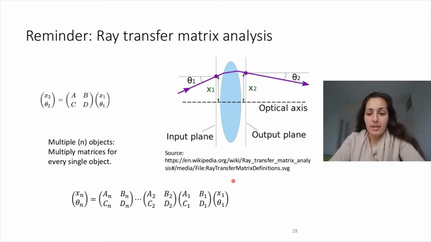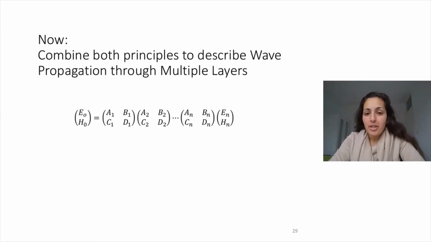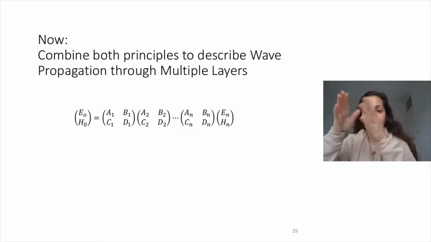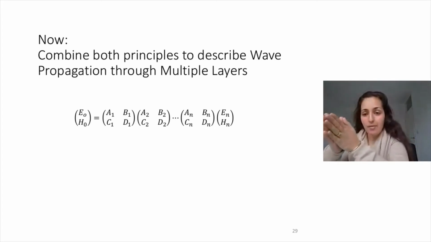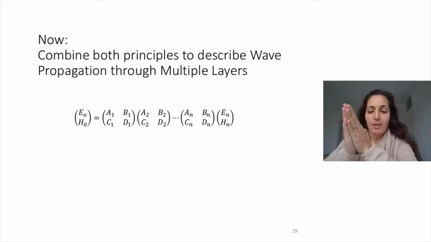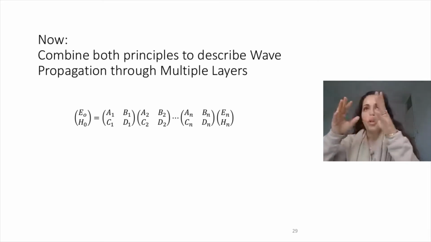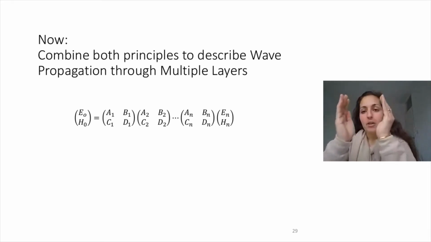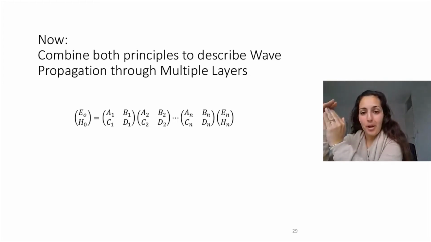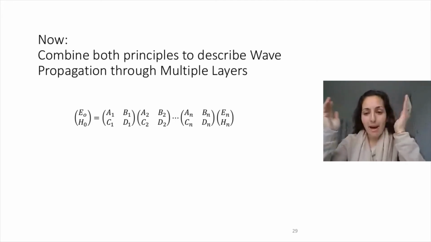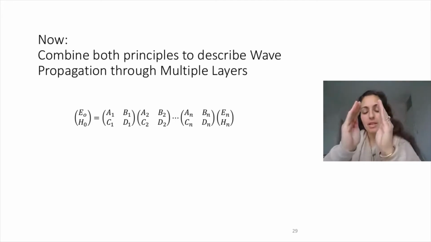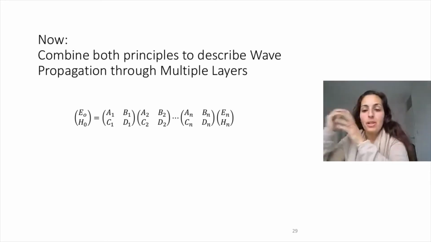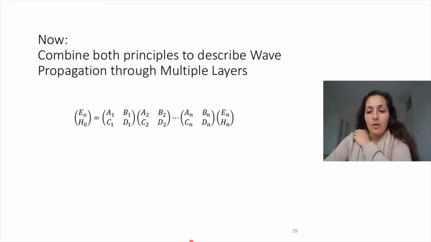So that's quite convenient. And now we want to achieve the same thing. We want to be able to describe our multi-layer system with a matrix formalism, such that for each layer we can just insert a new matrix and do not have to come up with an analytical solution for each new case. Each layer will be represented by its own matrix. That's our goal with the transfer matrix formalism.